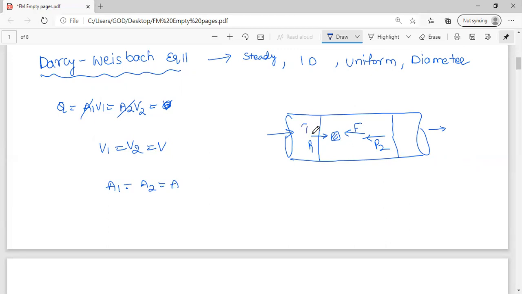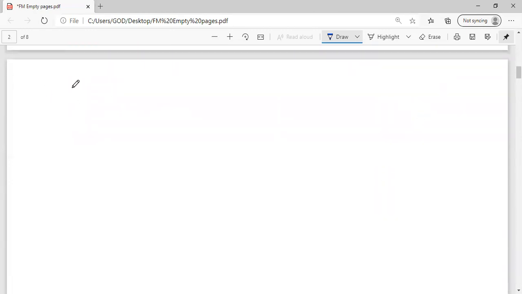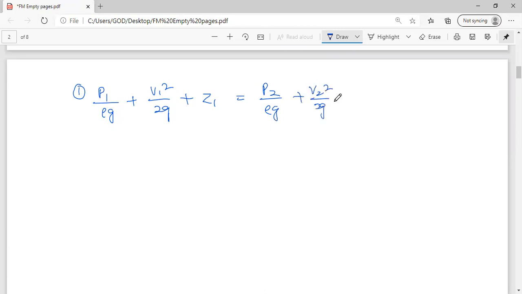So let's take the first instant and second instant, and try to apply Bernoulli's theorem at instants 1 and 2. If I write P1 by rho g plus V1 square by 2g plus Z1 is equals to P2 by rho g plus V2 square by 2g plus Z2. This is the general Bernoulli's theorem, what we know. But I have considered losses, that's why I'm writing head loss due to friction, HF.